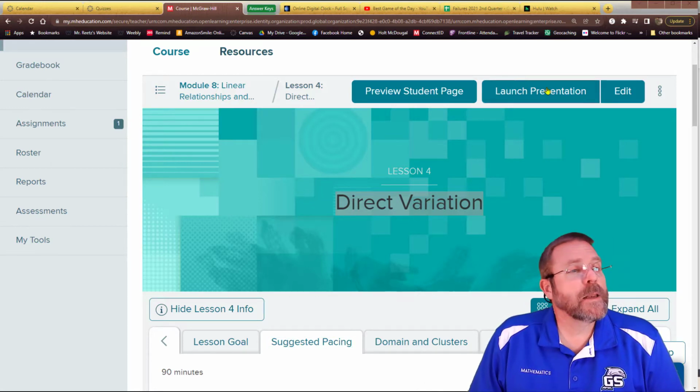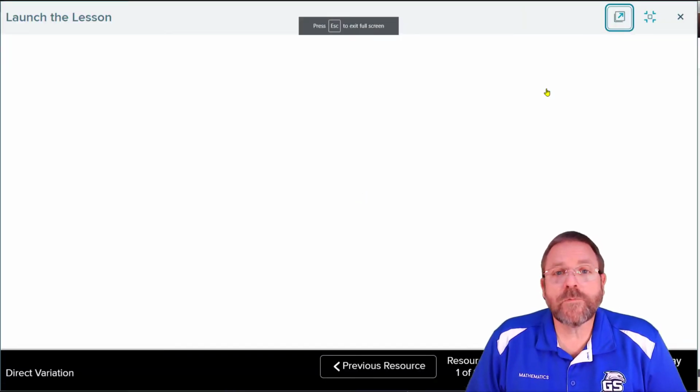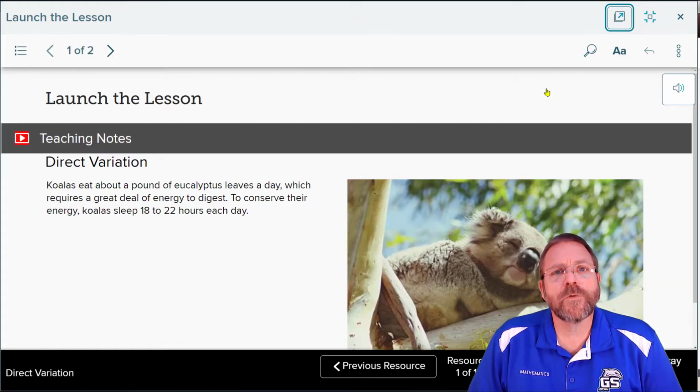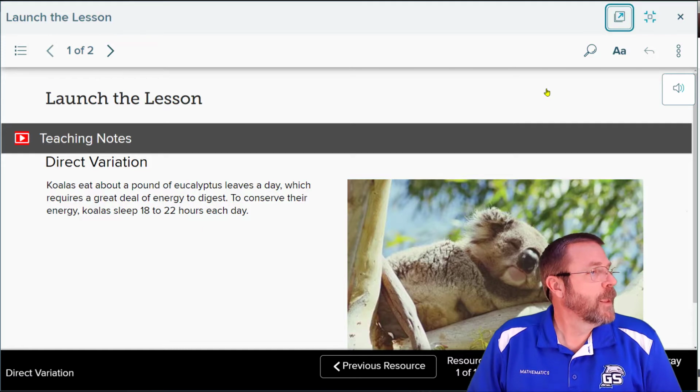The pacing guide claims we're going to have 90 minutes worth of lesson as we go into this, which will be pretty impressive considering there's only 14 resources in it.